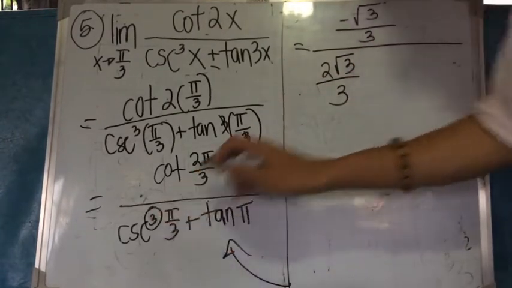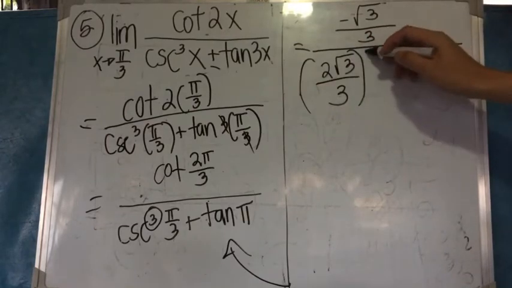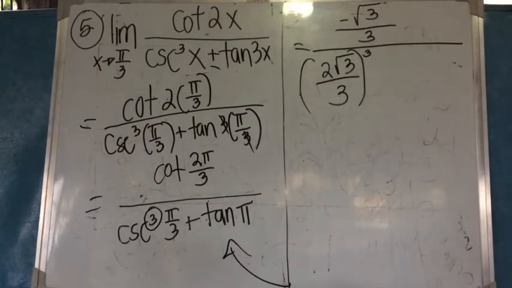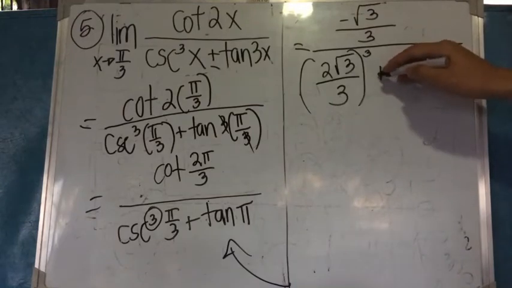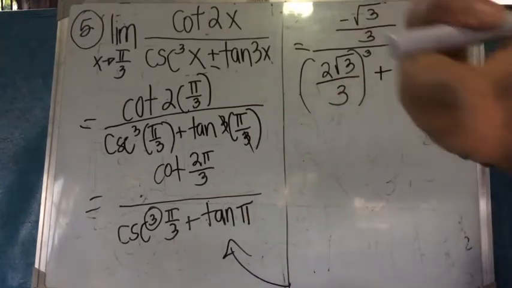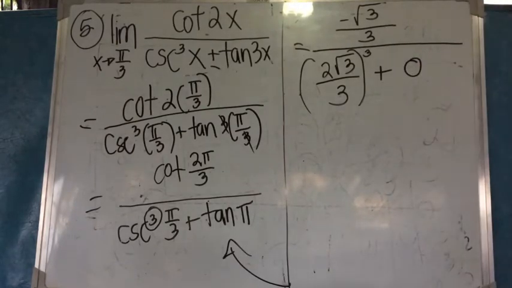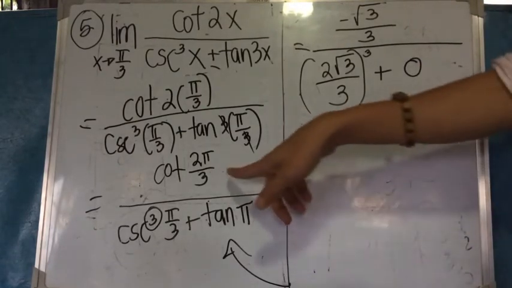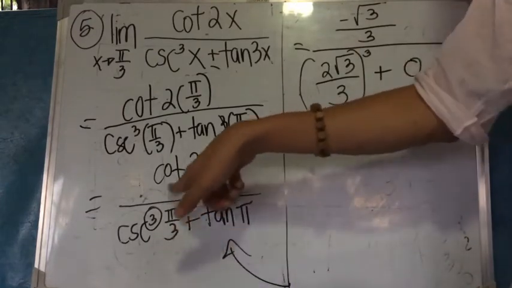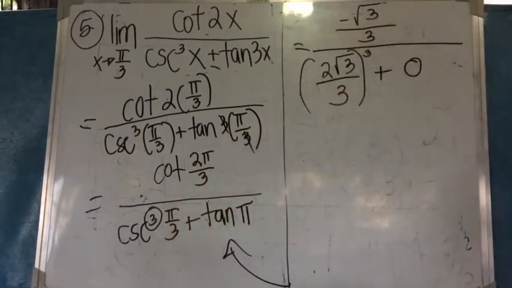Since I have a power of 3 here, I have to put all the values in the power of 3. You copy the plus sign. Plus, what is tangent pi? Based on your table, tangent pi is equal to 0. Okay, so we already found the value of each trigonometric function. After you find the values of your trigonometric functions, you have to simplify until everything is clear to you.